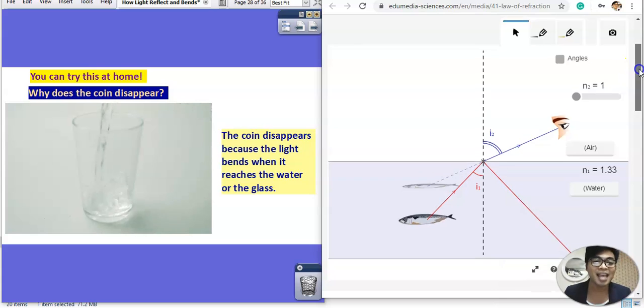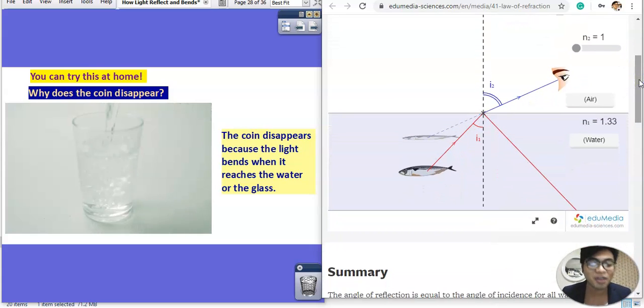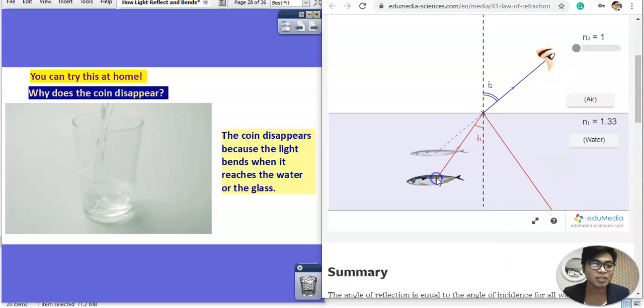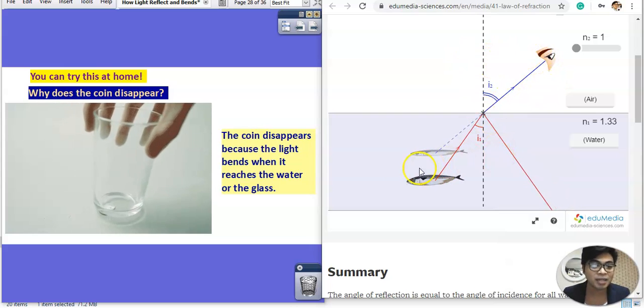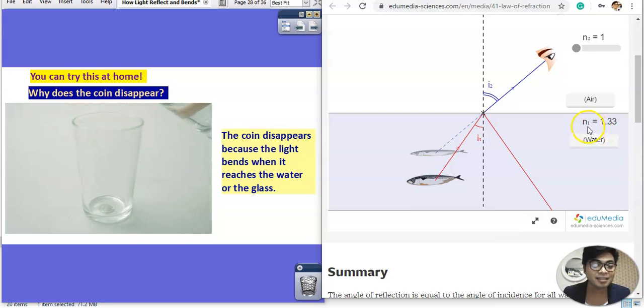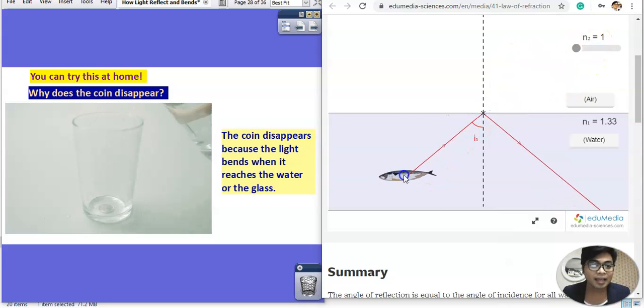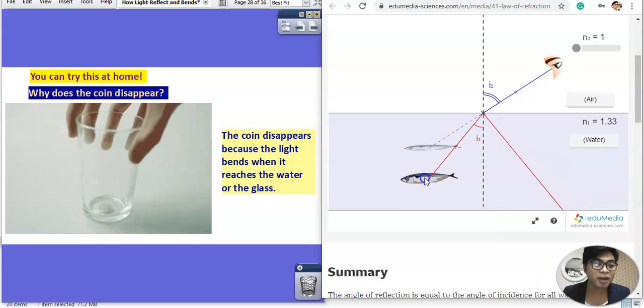So one example of that is when you view a fish in the water. I don't know if you have experienced that one. This one is the air, and this one is the water. The index of the water is 1.33 and that of the air is 1. Depending on your angle is where you can see the fish.